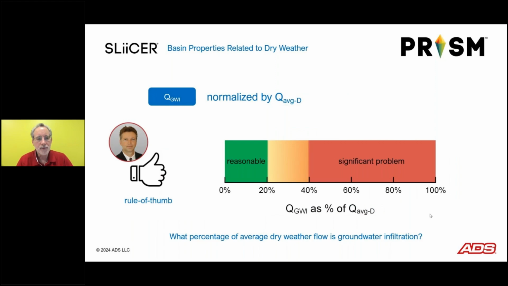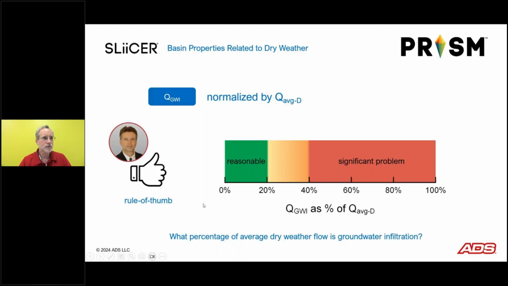And then another colleague of mine, his name's Paul Mitchell. Sometimes we're not necessarily privy to all the GIS information we would like to on a study, or we may not have time to gather that information if we're doing a quick and dirty study. And so Paul developed a rule of thumb, an approach of just comparing that base infiltration estimate to the average dry day flow. In this particular approach, if you're under 20%, he says that's reasonable. If you're above 40%, then you've got a significant problem in terms of groundwater infiltration in that basin.